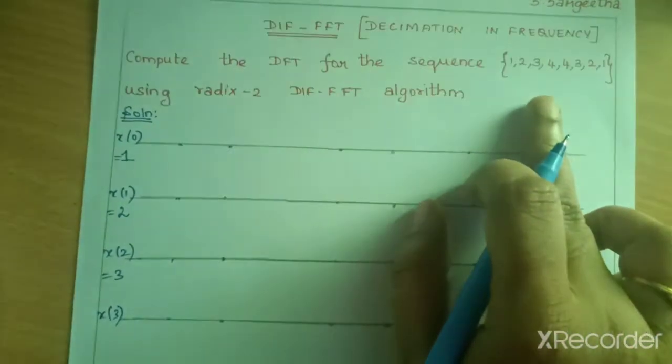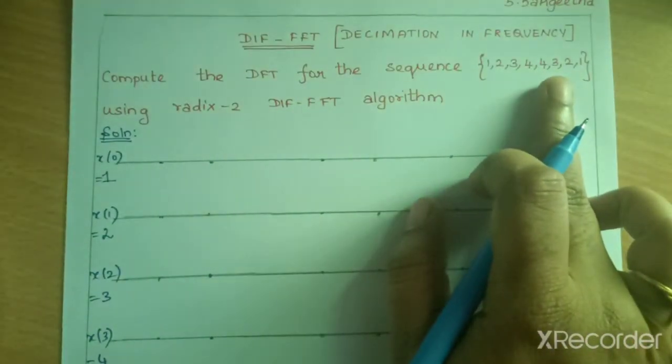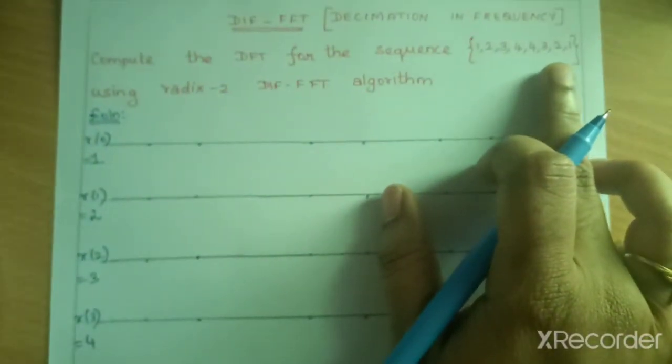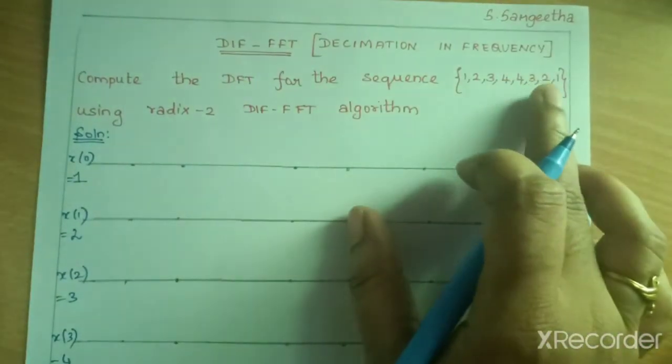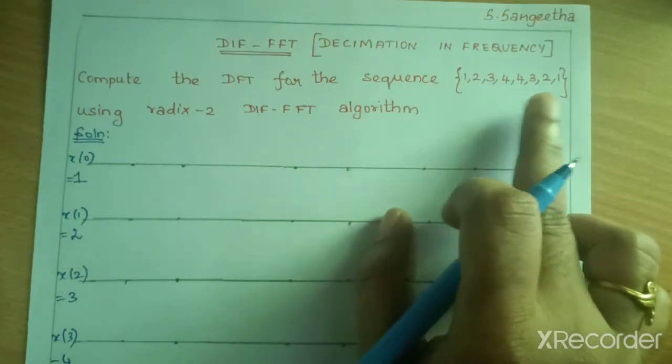3. Next x of 4 will be 4, and next x of 5 will be 3, and then x of 6 will be 2, and then x of 7 will be 1. Here x of 0, 1, 2, 3, 4, 5, 6, 7. So the 7th value will be 1. So you can write it here.